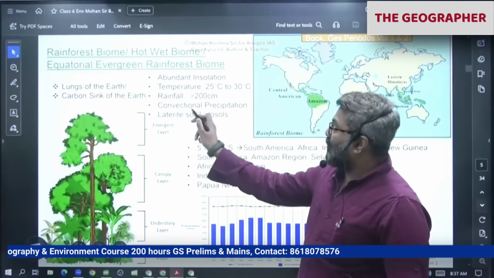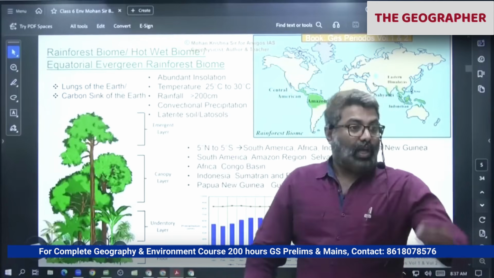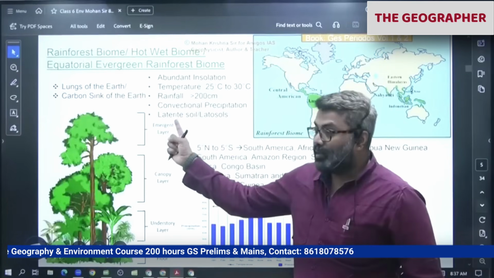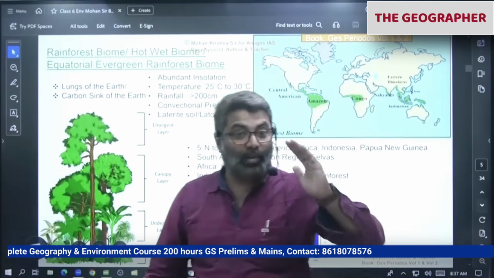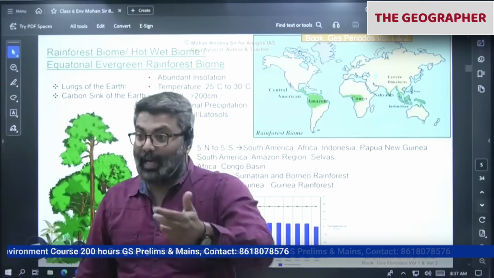Okay, then what type of rainfall? Convectional. Heavy rainfall areas will have what type of soil? Laterite soil. Remember I was telling you Western Ghats, Meghalaya has what type of soil? Laterite soil. Why?